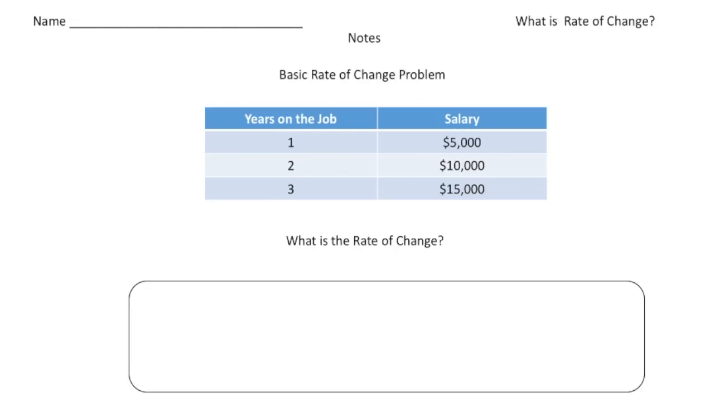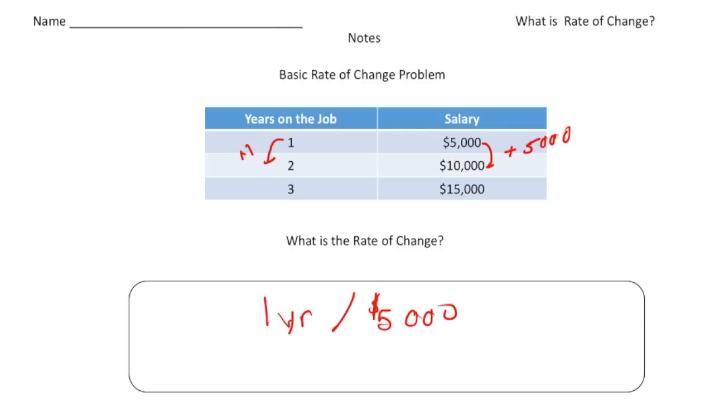Welcome back. Let's see how you did with these rate of change problems. Here we have a table, and this column is years in the job, and this one is the salary. Notice that as I go from the first year to the second year, that's a change of +1. And then from 5,000 to 10,000, that's a change of +5,000. So the rate of change would be, for every 1 year, it's $5,000.